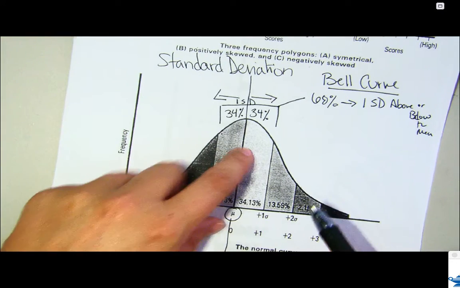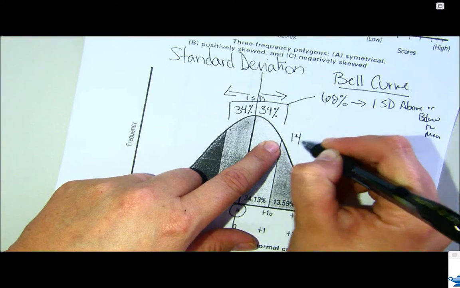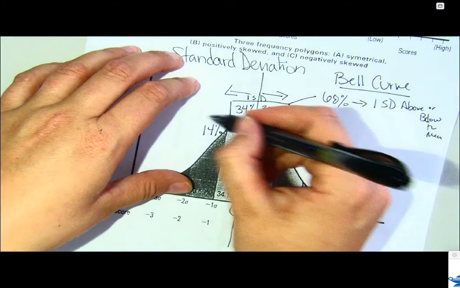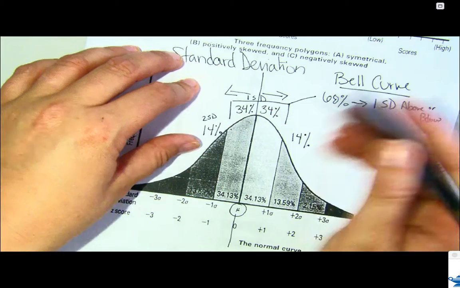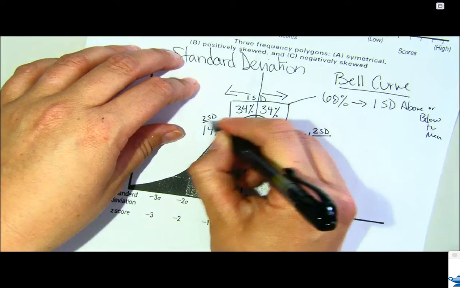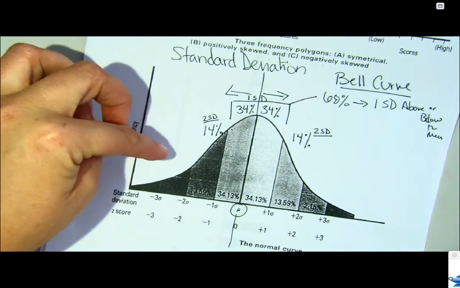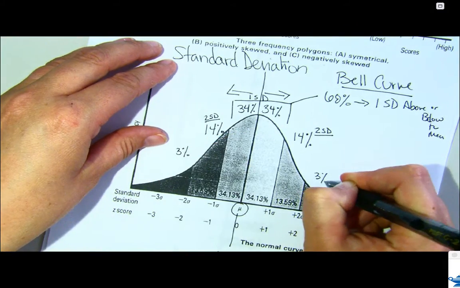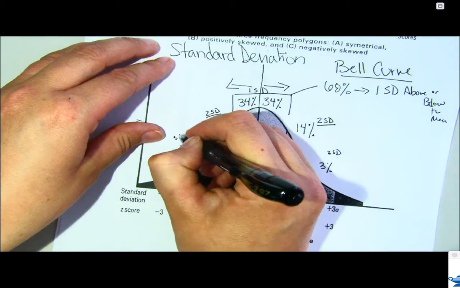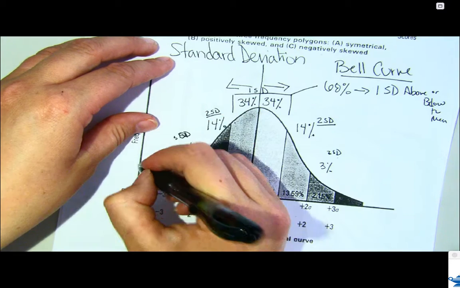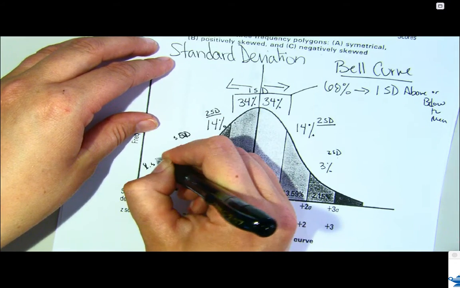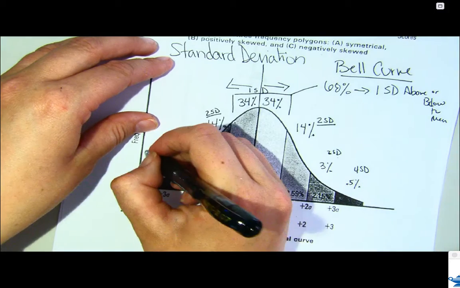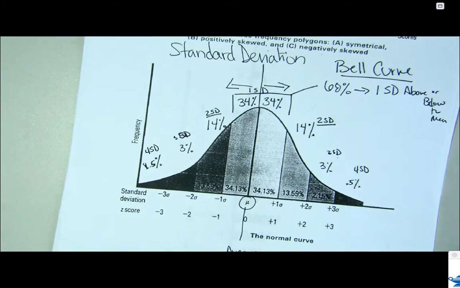Okay? So, here is two standard deviations above the mean. 14% of the data is here. 14% of the data is here. Okay? This is two standard deviations below. This is two standard deviations above. Okay? Then we go to 3%. 3% is 3 standard deviations above over here. This is 3 standard deviations below. And then you have like 0.5%. This is 0.5%. Is 4 standard deviations above the mean and 4 standard deviations below the mean. Okay.